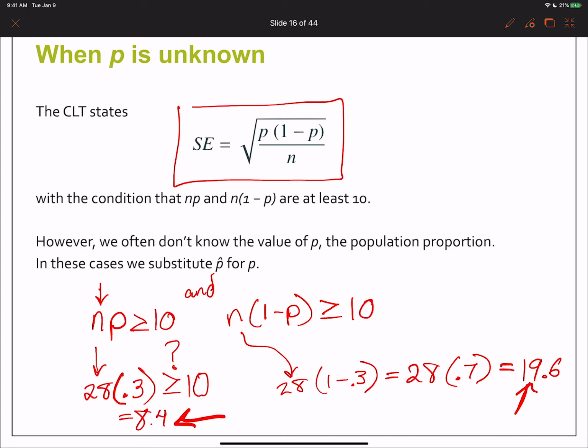So we would need to increase our sample size until we got to a number that would give us at least 10. Basically we would want a scenario where at least 10 of the people like the color red and at least 10 of the people do not like the color red, so that we can have a good sample size. Does that idea make sense to everybody?